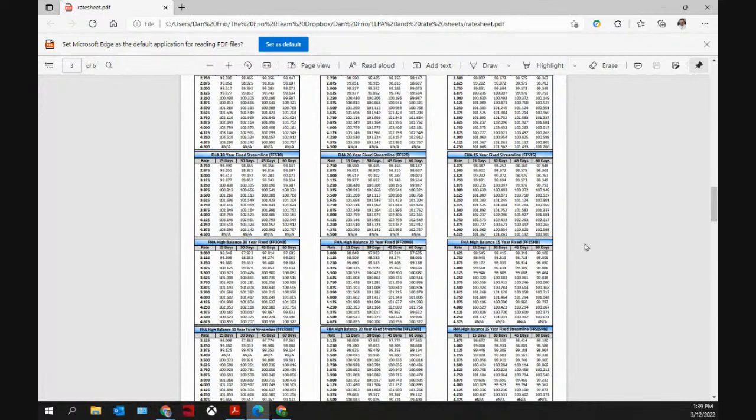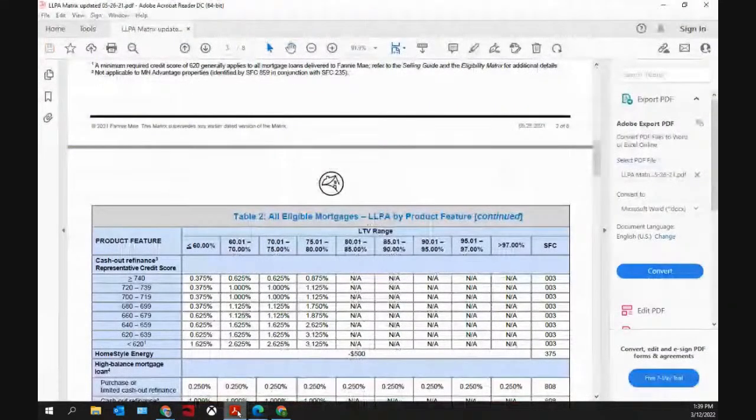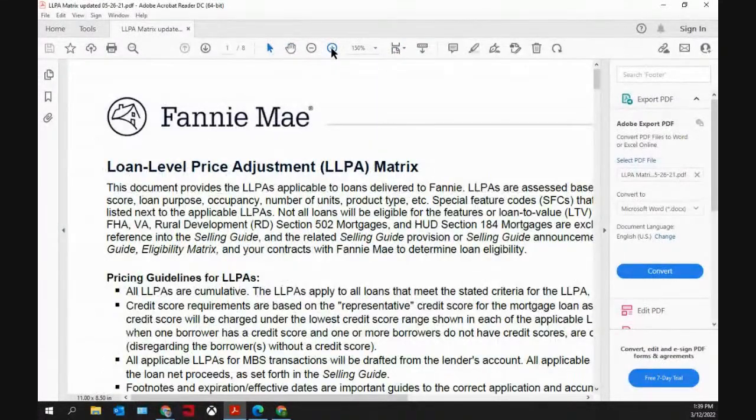The next piece of the puzzle that we're going to go through is what we call loan level price adjustments. And this is loan level price adjustments directly from Fannie Mae. So let me see if I can zoom this in for you guys to understand a little bit more. Let me get rid of this section here. Okay, so this is Fannie Mae's LLPA. What a loan level price adjustment is, is this.